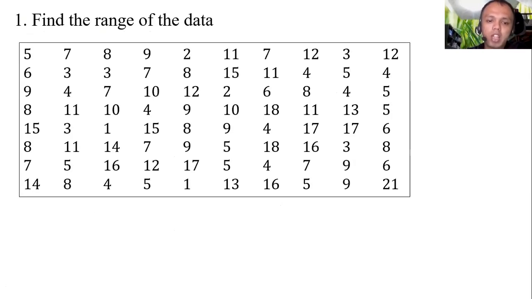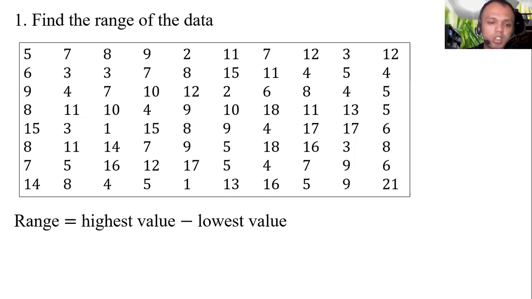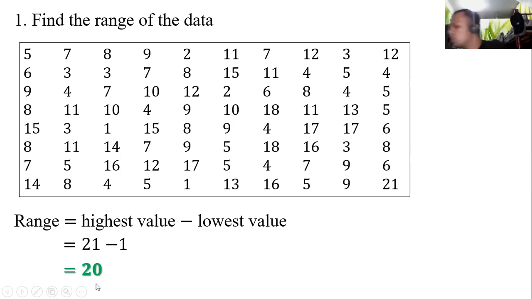First thing to do, sabi doon sa step, find the range, no? To find the range, ito yung formula. Range is equal to highest value minus the lowest value, no? So hahanapin natin pinakamababang value at saka pinakamataas na value. So pinakamataas, that is 21, no? Nasaan si 21? Ito, pinakadulo. Siya pinakamataas, no? And then lowest value natin dito is 1, no? So 21 minus 1 is equal to 20, okay?